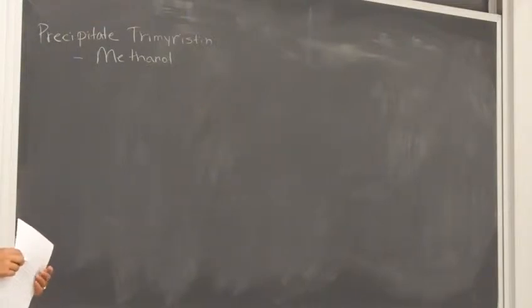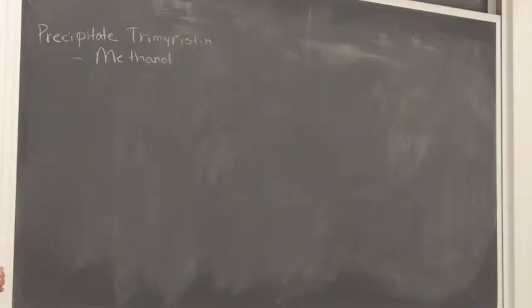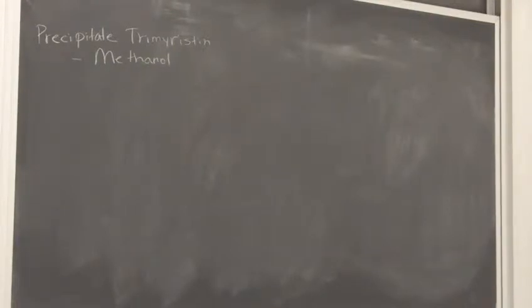If you add methanol, you've distilled off the ether that you're supposed to, and you add methanol and you don't see solid, then we've got a problem. That means we're having trouble getting our trimyristin out, okay? And so if you add the methanol and don't see solid, try something.